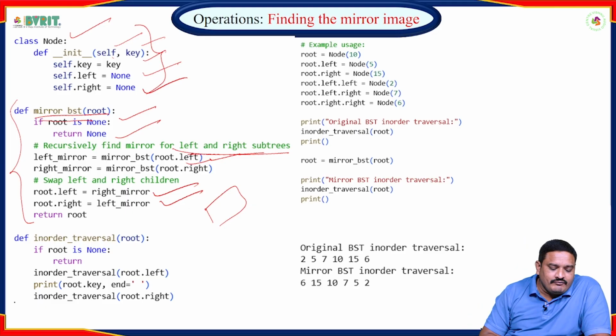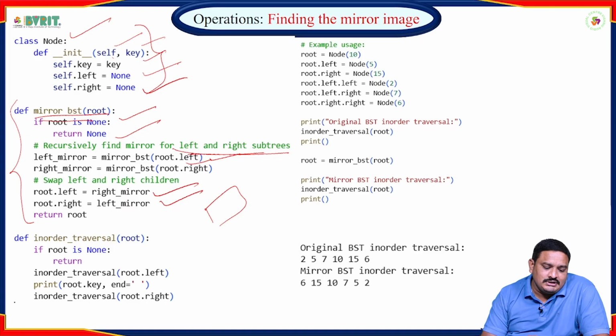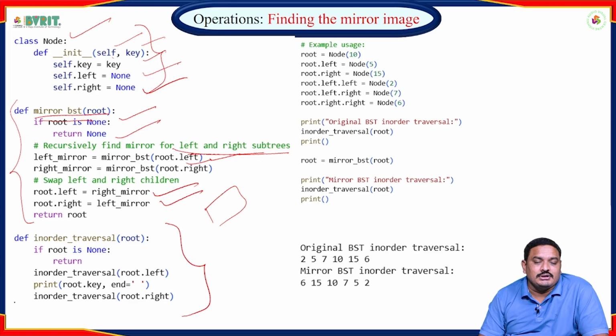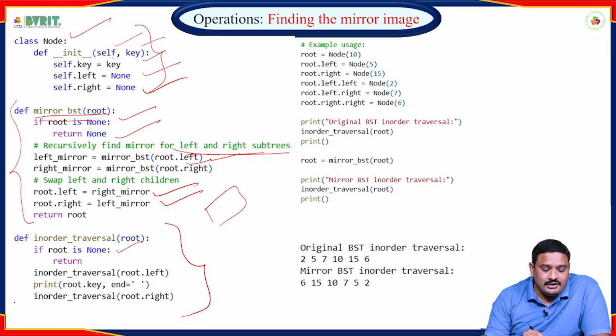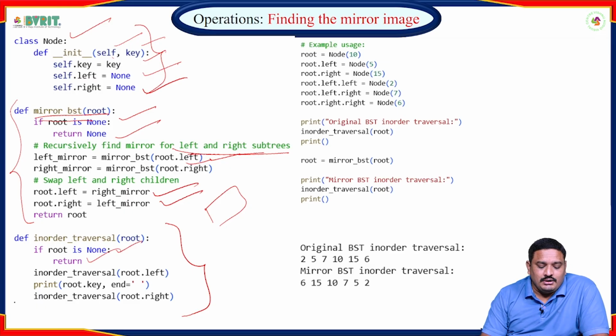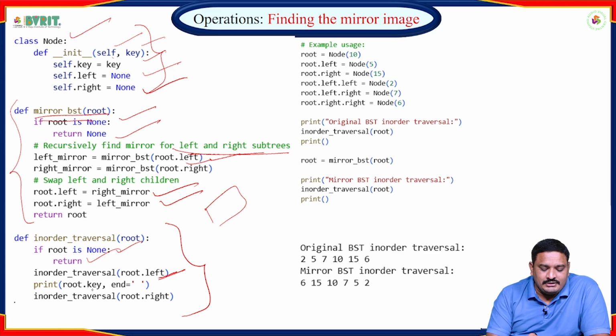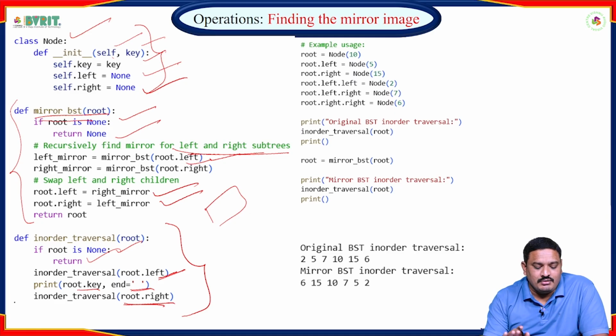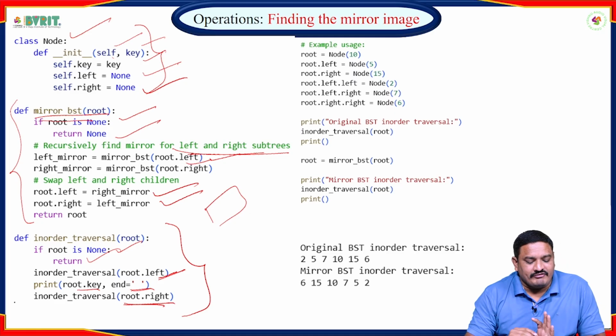After that, we perform another traversal, defining another function, the inorder traverse function. If the root is none, return. Inorder traverse means traverse root.left, print the root.key value, then inorder traverse root.right. These are the basic functions.